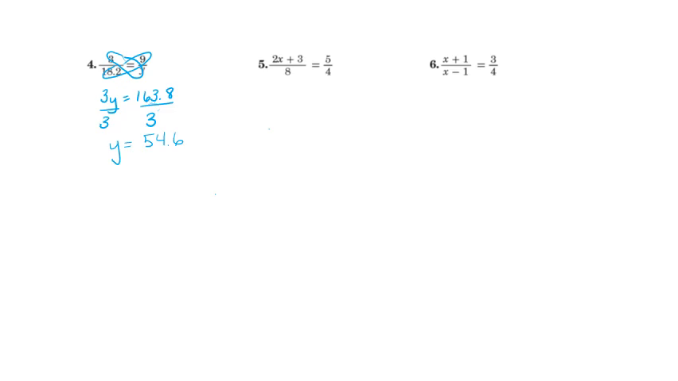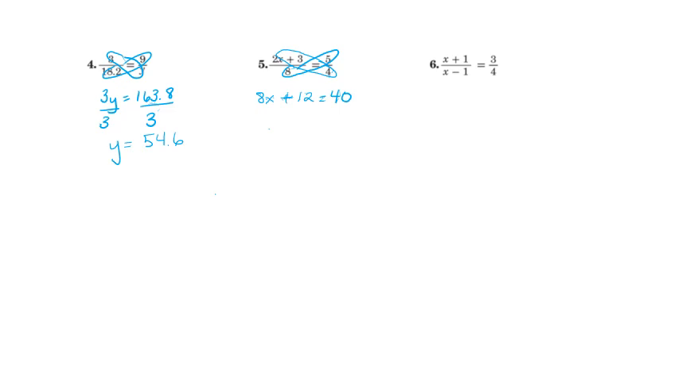Example 5, I'm going to do 8 times 5, which is 40. And then I'm going to do 4 times 2x plus 3. So I'm going to do 4 times 2x, which is 8x. 4 times 3, which is 12. Notice I like to put my variable on the left-hand side, if at all possible, although it doesn't matter when you go to solve.